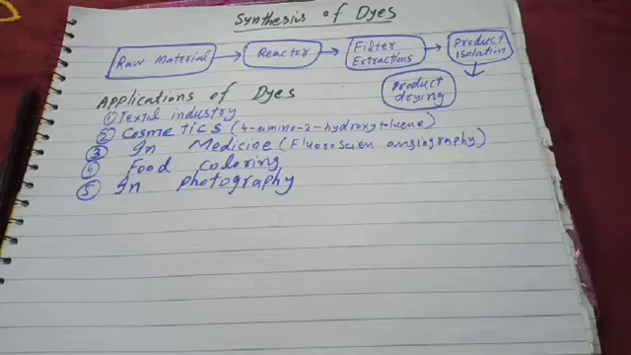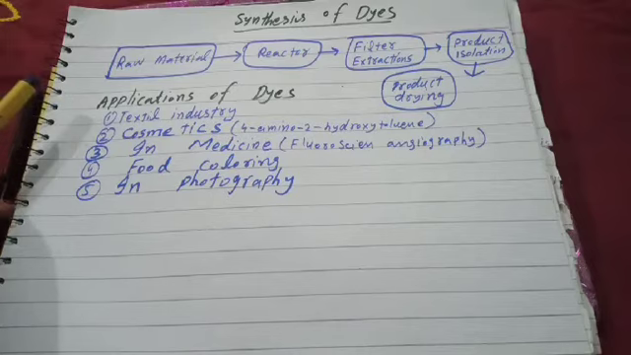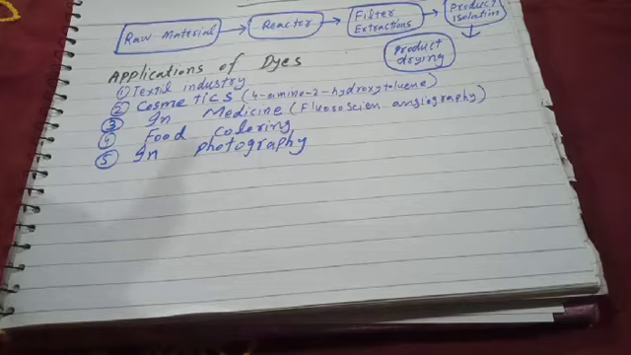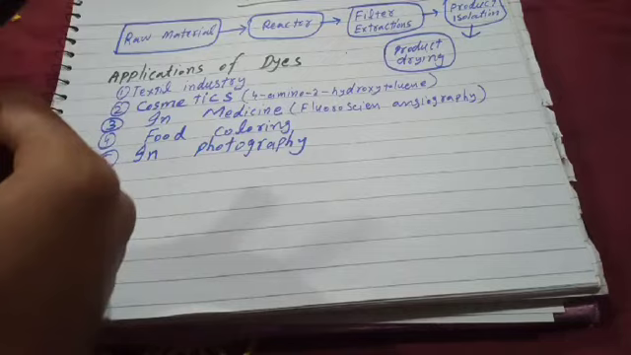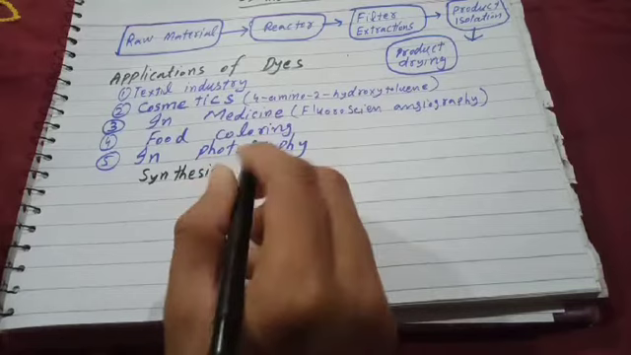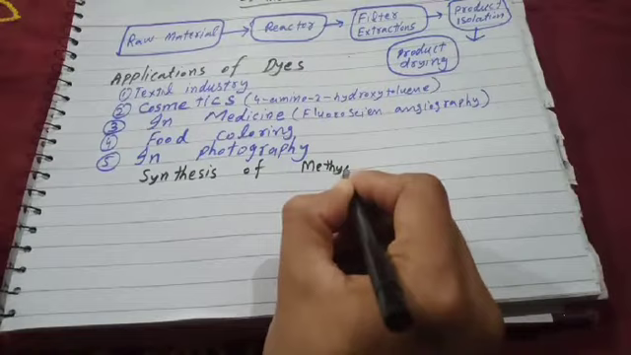Now we discuss the synthesis of dyes, how methyl orange dye is produced. Methyl orange dye synthesis. Azo dye methyl orange is produced by an electrophilic substitution with arene diazonium salts. Discuss the synthesis of methyl orange dye.